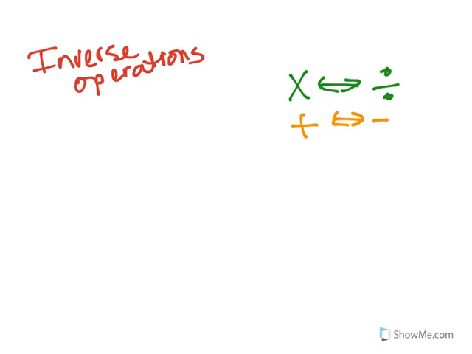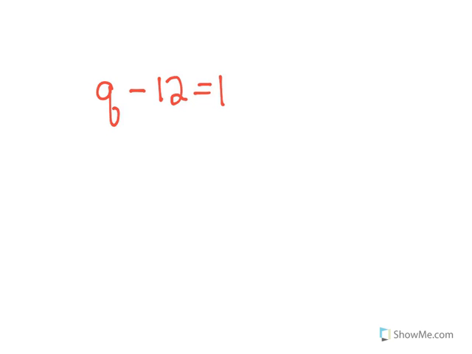So we're going to practice doing some problems. Okay, the first one I have is q minus 12 equals 1. The first thing I'm going to do is just draw that little line through the equal sign just to remind myself that both sides of that line are equal to each other. So no matter what I do, they have to remain equal.